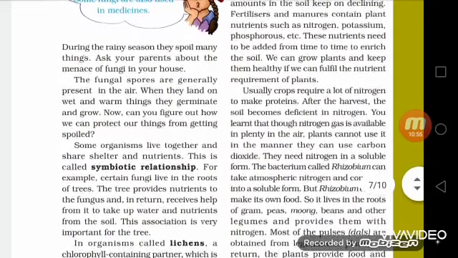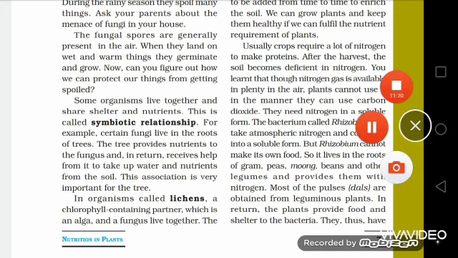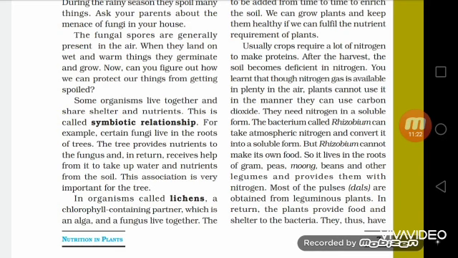Some organisms live together and share shelter and nutrients. This is called symbiotic relationship. For example, certain fungi live in the roots of a tree, and the tree provides nutrients to the fungus and in return receives help from it to take up water and nutrients from the soil. This association is very important for the tree. Here it has been said that at tree roots you can easily find the fungi structures.